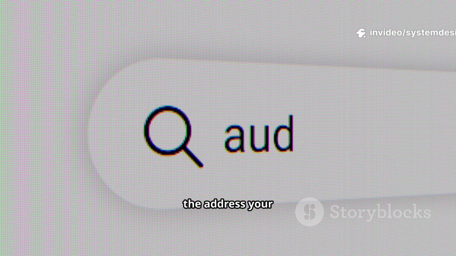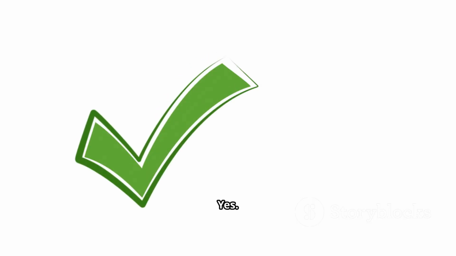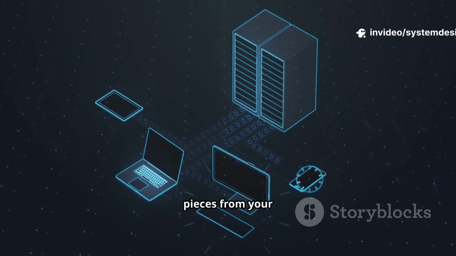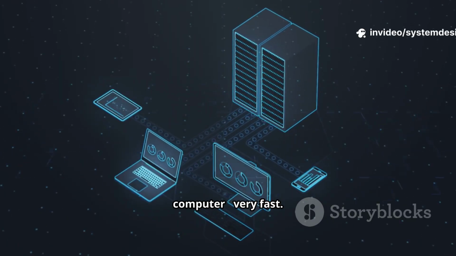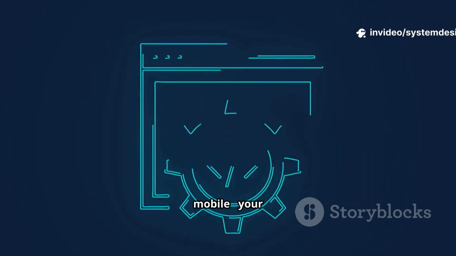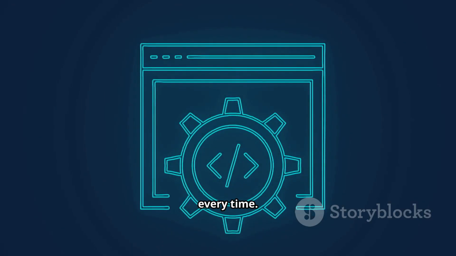Next time you type the address, your browser checks the cache first. Do I have the logo? Yes. Do I have the background image? I do. It pulls saved pieces from your computer. Very fast. That's why reloads pop up instantly and it saves data on mobile. Your browser isn't re-downloading the same giant logo every time.